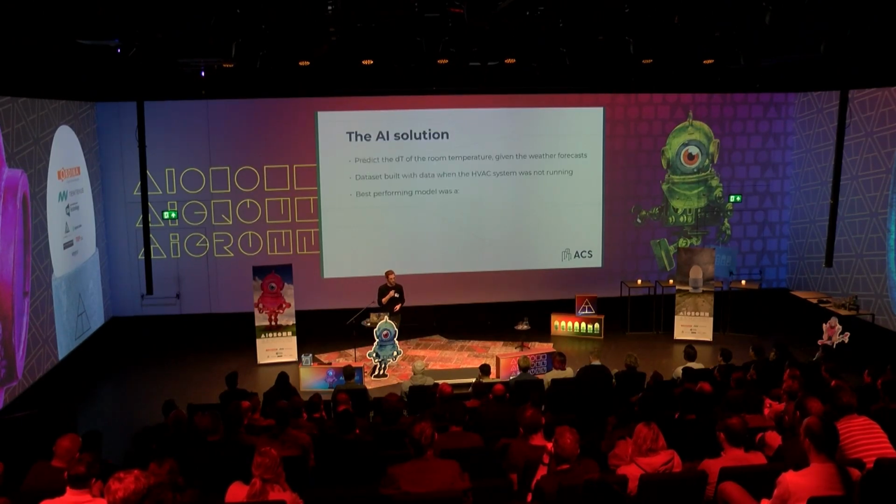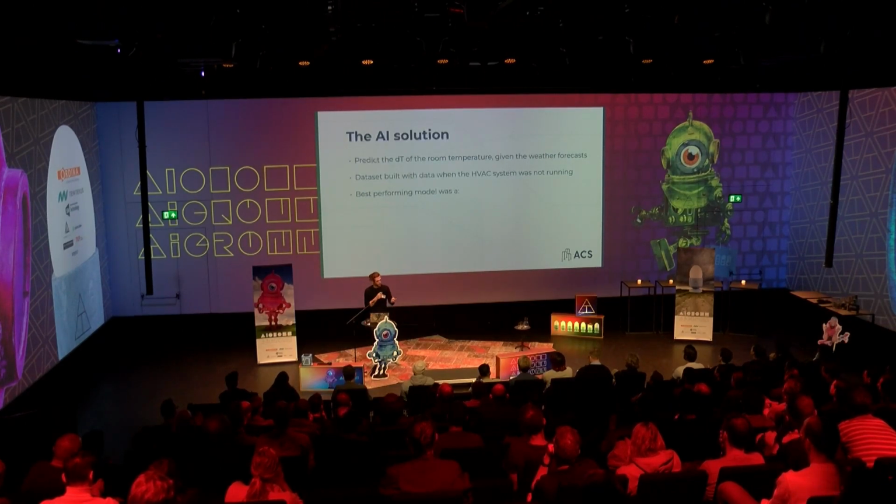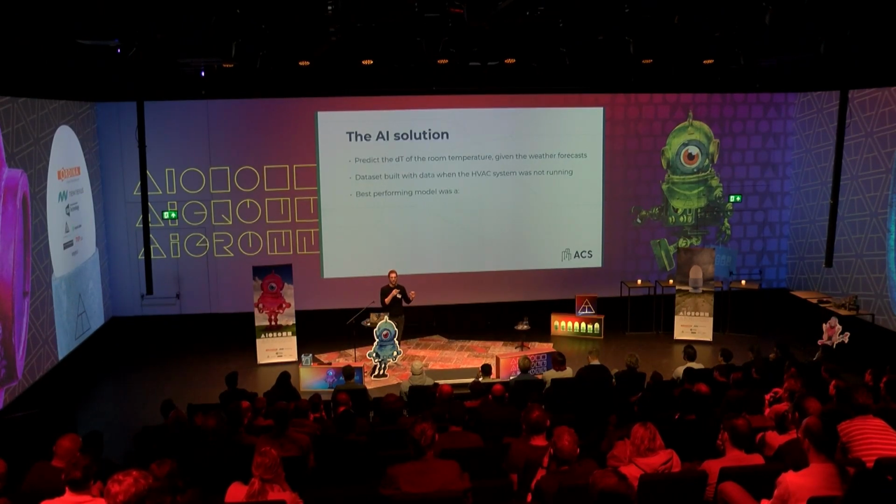So what did we do? Well, we built a model that predicts the difference in room temperature given the weather forecast. And we do this on an hourly basis. It's not an extremely hard task. We built the data set, with a small nuance: only when the HVAC system was turned off, because otherwise you get mixed data of how much energy the weather is adding and how much energy we are adding, so we only do it when we don't activate the HVAC system.